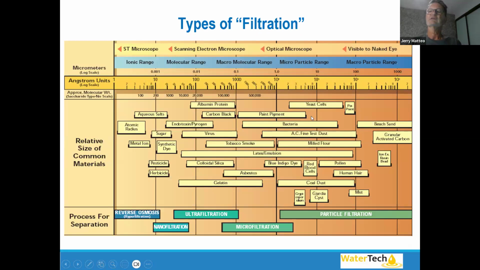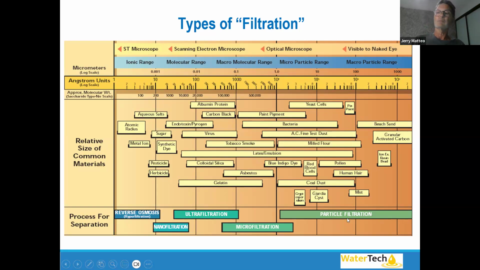This chart, you may have seen it in different forms. It's pretty busy, but let's see if we can sort through it. Down here on the bottom, you're going to see different processes. You'll see that we've got particle filtration. So if you go up from there, you'll see what particle filtration can do. It can remove, way over here to the right, sand. It can remove particles of carbon, dust, coal dust, pollen, different things up to human hair.